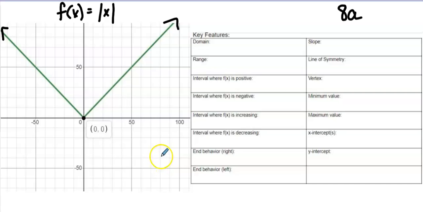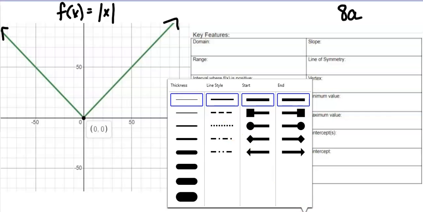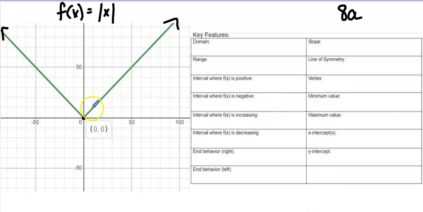You don't need to do the XY table. It's not necessary because we have Desmos. So what I start with is the easy stuff. I start with the vertex, and the vertex of the parent function, of course, is 0, 0. If you don't know what the vertex is, you can always take whatever is inside the absolute value symbol, set it equal to 0, and then solve for x.